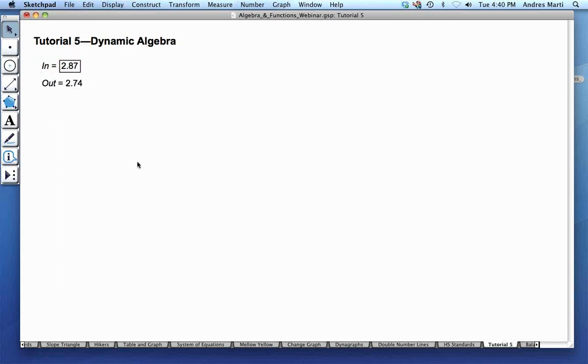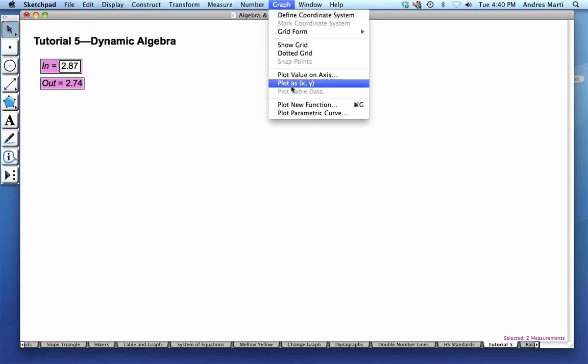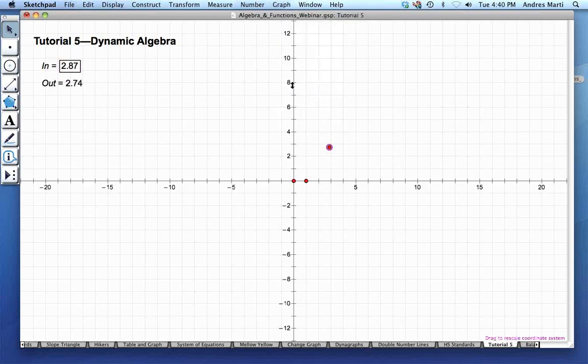Anyway, that's in out. What I'm going to do now is take this in value and this out value, and I'm going to plot them as xy. And so a whole bunch of stuff just happened. In fact, I realize I've done this tutorial wrong from the get-go, but that's okay. We'll fix it in a second.